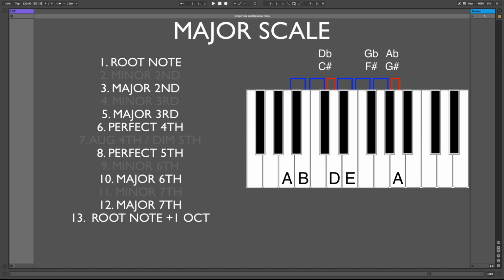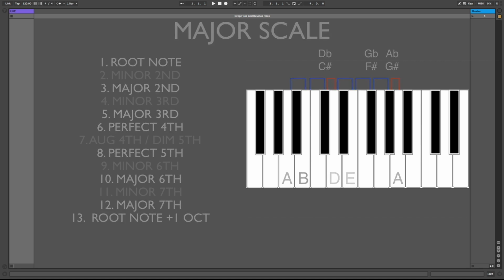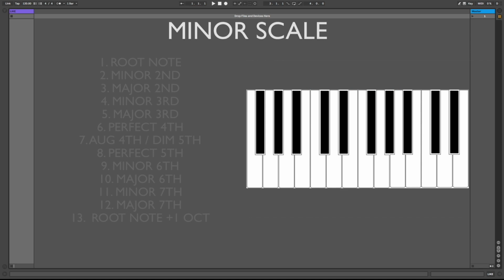So if we started this formula in, let's say, the note C, we would be playing the C major scale. If we started in the note F, we would be playing the F major scale. In the note A, the A major scale. Now let me give you the formula for the natural minor scale.